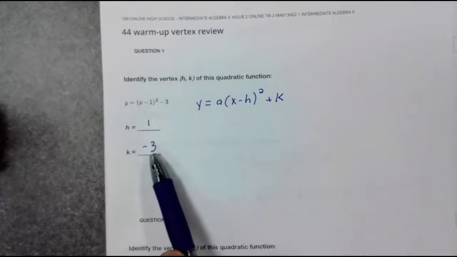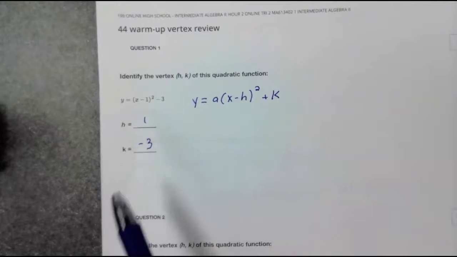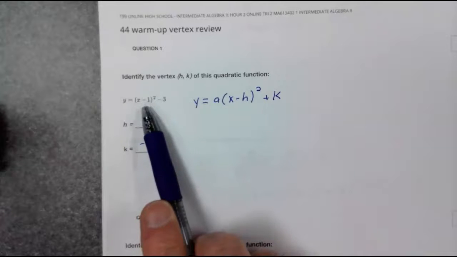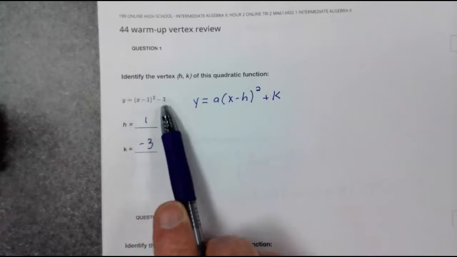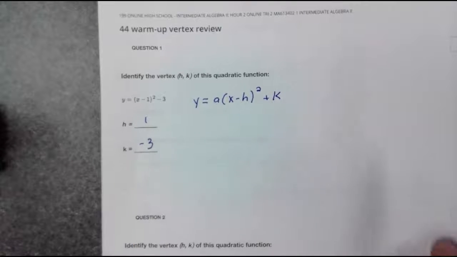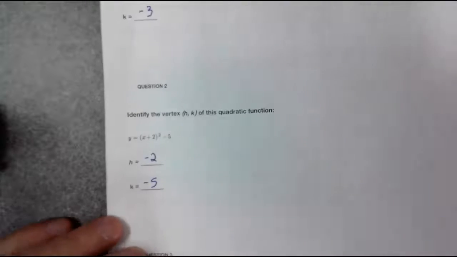And something like this is going to be on the test, where it's not multiple choice, you have to put it in there. If it's in vertex form, HK is right there. It's the opposite of what's inside, exactly what's outside. Just write it down. You can look right at it. 1, -3. The opposite of what's inside, exactly what's outside.